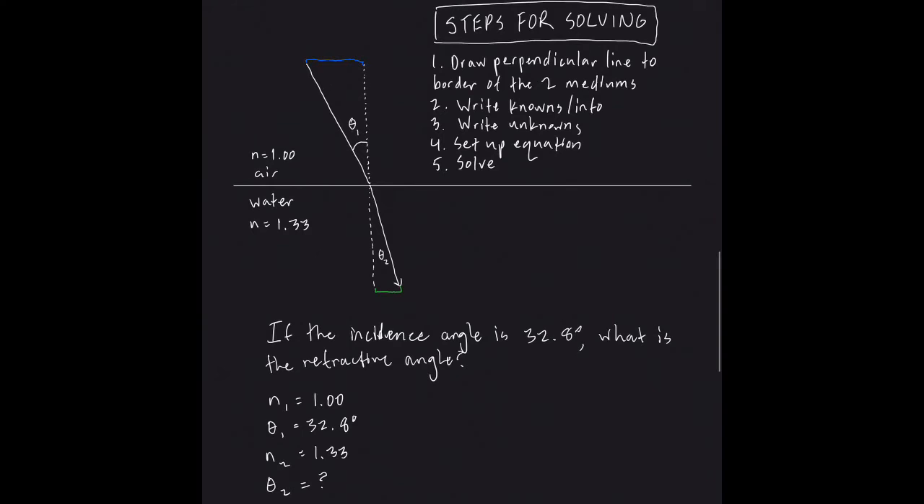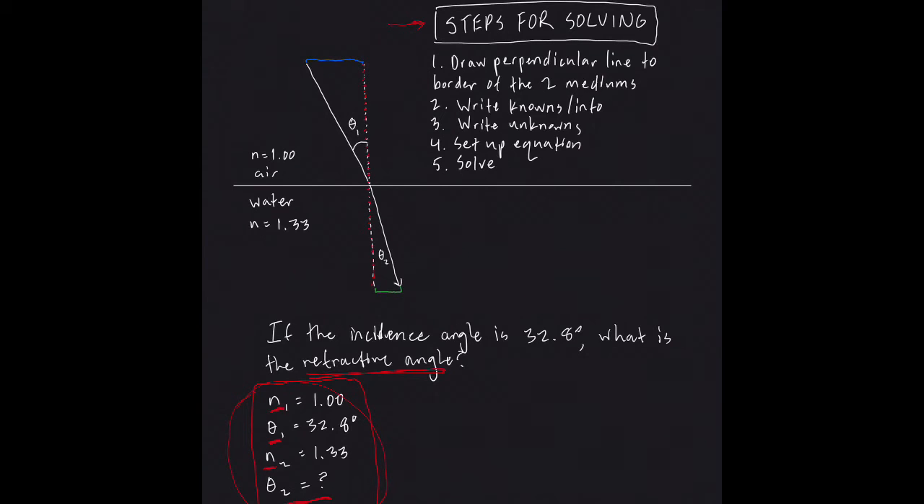So here are the basic steps for solving. You always want to have a perpendicular line to the border between the two mediums. So that's step one. Step two is you want to write your knowns in your info. So we'll look down towards the bottom. Here we have N1, we have theta 1, the angle of incidence, we have N2, and we don't know the angle of refraction. So that's what we're going to solve. We're going to solve for the refractive angle.